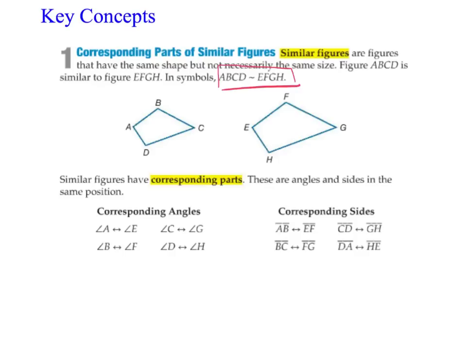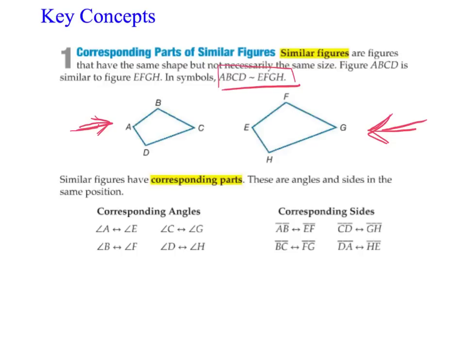Now let's look at these little sideways kite-looking things. This is shape ABCD, and this is shape EFGH. If we look at these, it kind of looks like this one on the left is a little mini-me of this guy here on the right. So that's really what similar figures are. It's either a little guy or an expanded version of one.